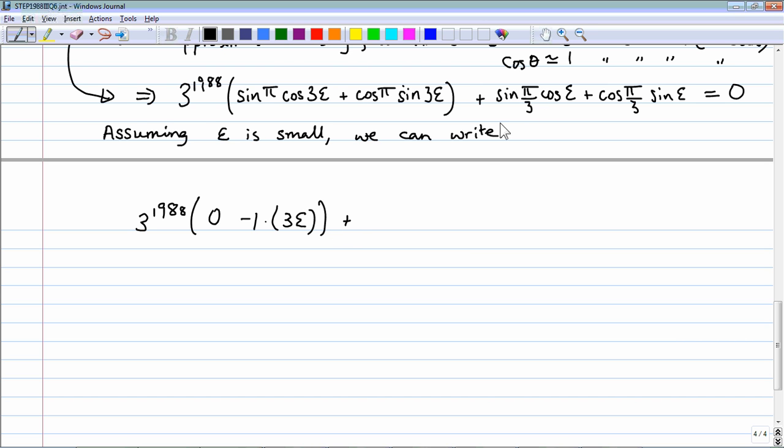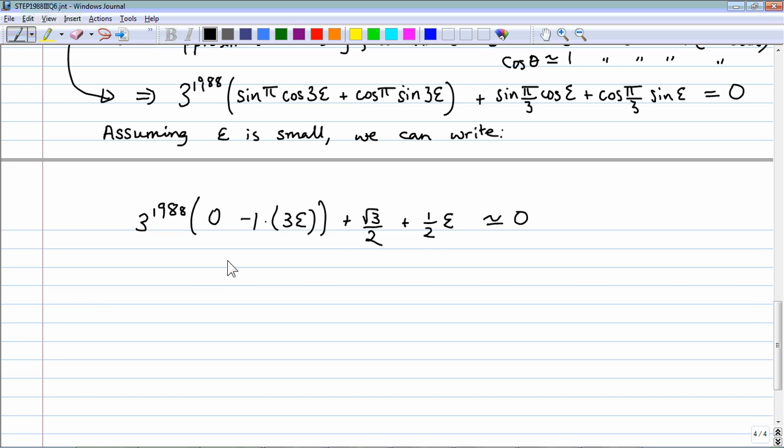Now the next part is sine pi over 3 cos epsilon. Well, cos epsilon is about 1 if epsilon is small. So I've got sine pi over 3, that's sine 60, that's root 3 over 2. And the next term is cos pi over 3, that's 1/2. And then sine epsilon is about epsilon if epsilon is small. So this quantity is not equal to, but approximately equal to 0.